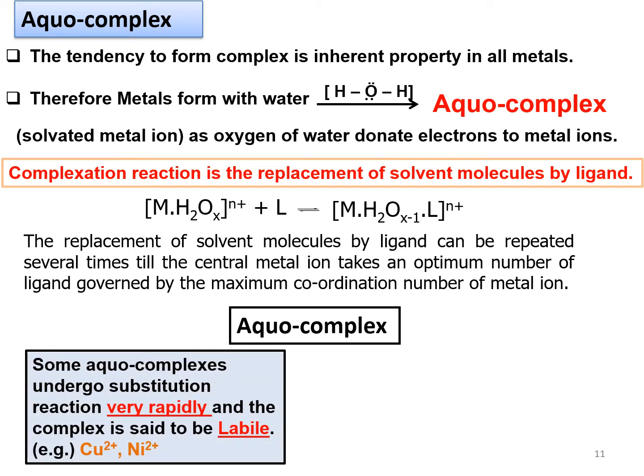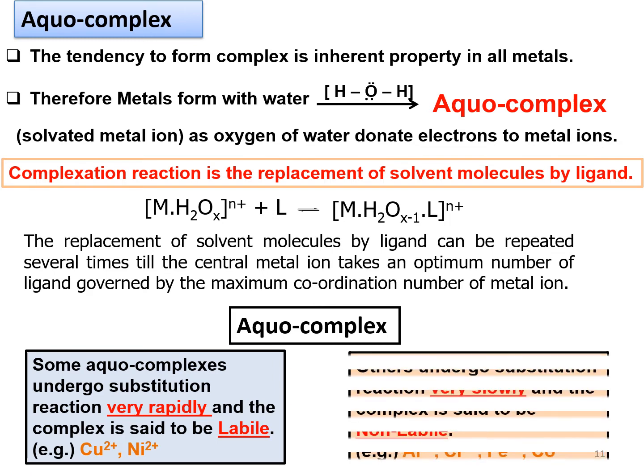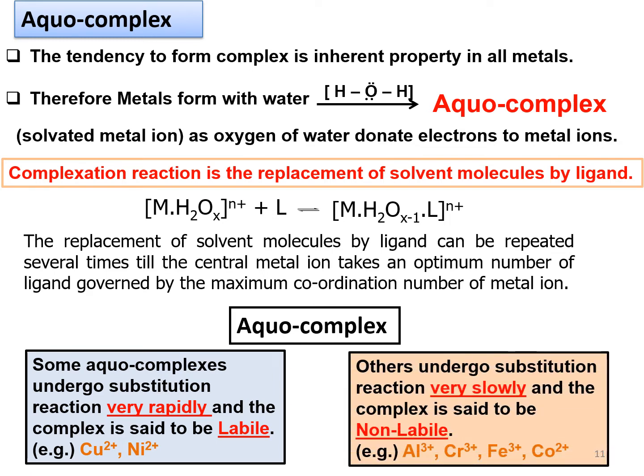So the Aquo-complexes could be divided into labile or inert non-labile. Some Aquo-complexes undergo substitution reaction very rapidly, and the complex is said to be labile, for example copper and nickel. Others undergo substitution reaction very slowly, and the complex is said to be non-labile, such as aluminium, chromium, ferric, and cobalt.